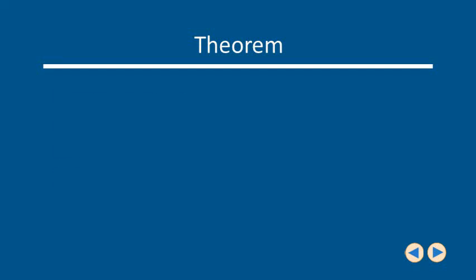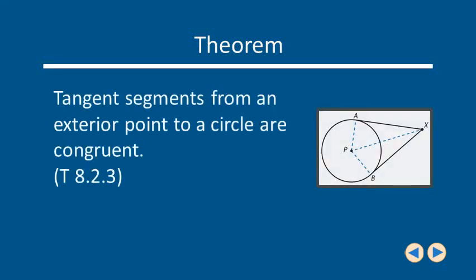All right, here's our next theorem. Tangent segments from an exterior point to a circle are congruent. So what this is telling us is that segment AX is congruent to segment BX, or length AX is equal to length BX. And of course, if you remember the first theorem, you know that PA is going to be perpendicular to AX, and PB is going to be perpendicular to BX. And of course, that means we're going to have nice congruent right triangles there, which we'll talk about.